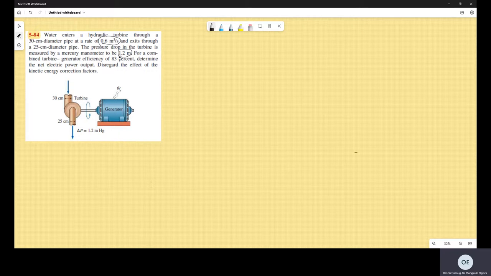Now he gave you the pressure drop between the inlet and the outlet of the turbine. In the first question, it was required from you to find it. Here he gave it to you, but in the form of meters of mercury in a manometer. Now, for a combined turbine-generator efficiency of 83%, determine the net electric power output. Now, you need to understand what's the purpose of this system. Here, we have a turbine, okay?